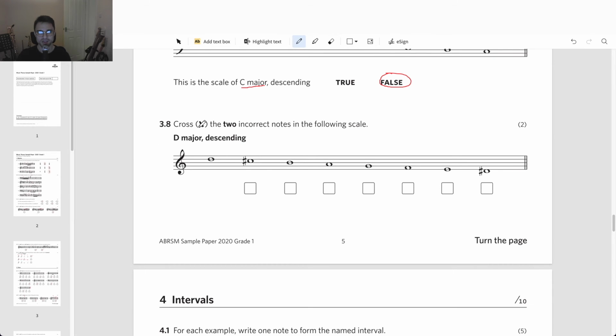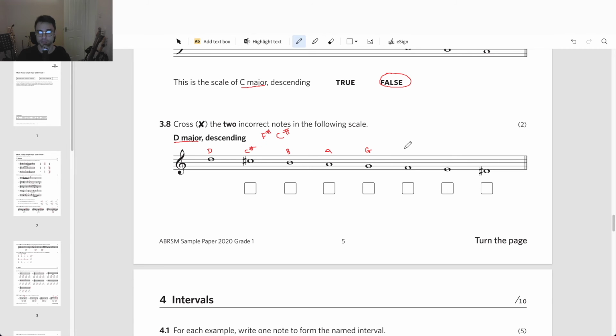3.8. Cross two incorrect notes in the following scale. D major descending. All right, so D major. What is the key signature for D major? It's 2 sharps. All right, F sharp and C sharp. So first note D. All right. Second note C sharp. Looking good. B. A.